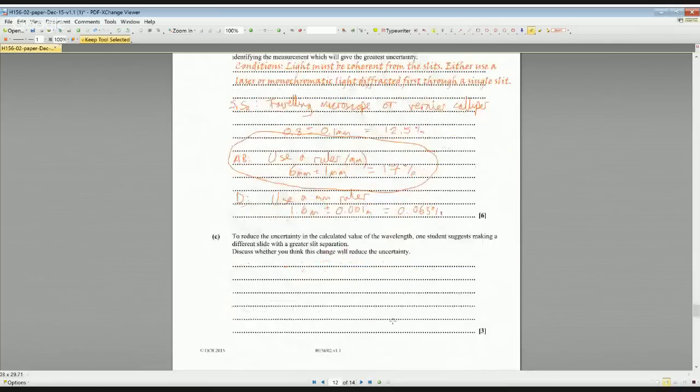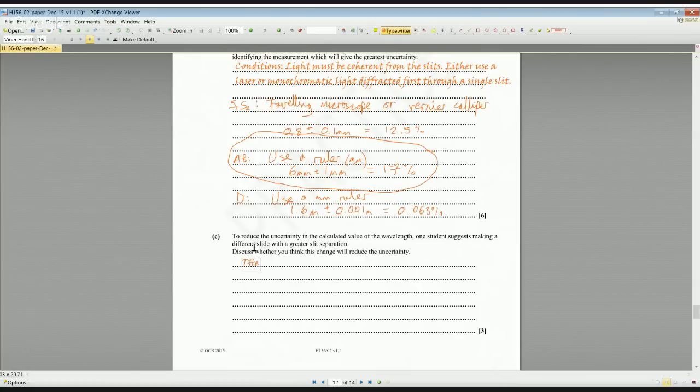And finally, part C, to reduce the uncertainty in the calculated value of the wavelength, one student suggests making a different slide with a greater slit separation. Discuss whether you think this change will reduce the uncertainty or not. So the first thing to note, if you've increased that slit separation, that means that instead of dividing 0.8, you'll be dividing 0.1 by 1 perhaps, or 1.2, a larger number. That means that the percentage error will reduce.